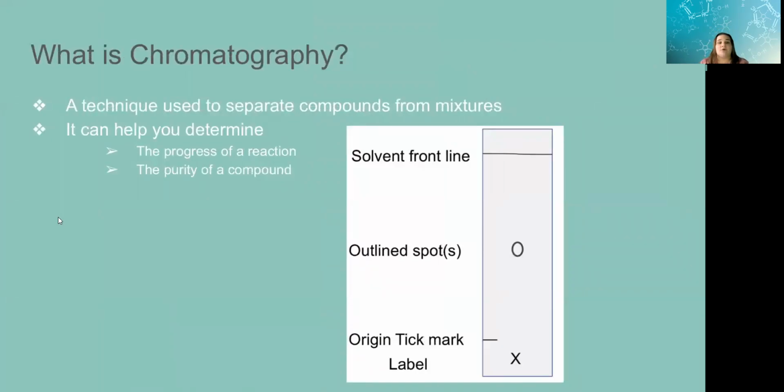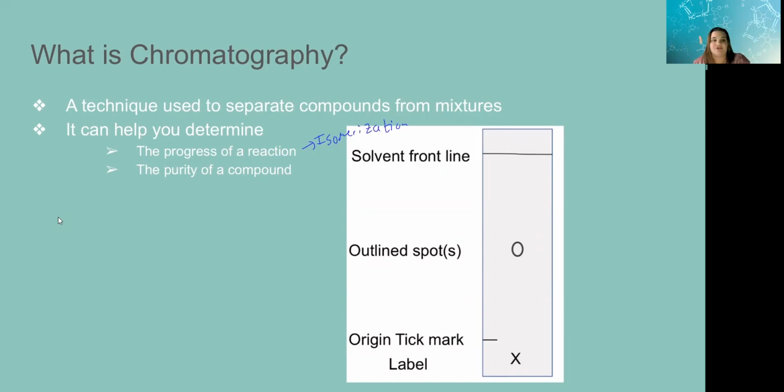So let's start with what chromatography is. Chromatography, which feels like a lifetime ago, we use to separate compounds from mixtures. It can help you determine the progress of a reaction or the purity of a compound, and in this course, we used it for both. We used it to determine the progress of a reaction in the isomerization lab.